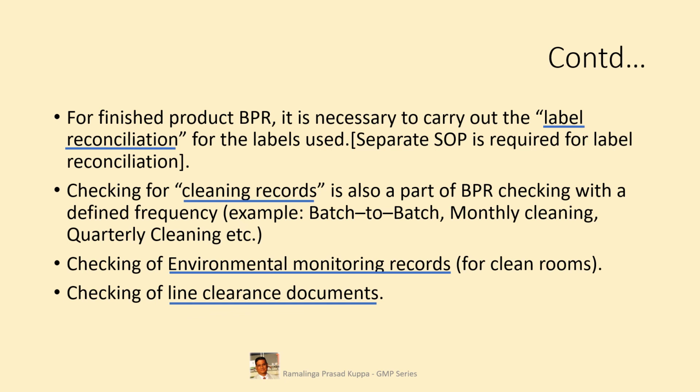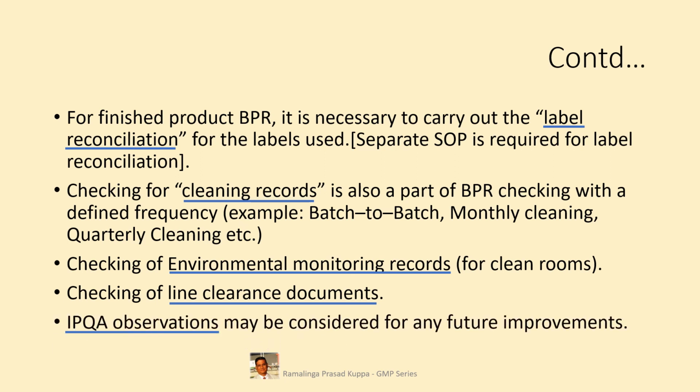Checking of line clearance documents. Line clearance records for multi-purpose manufacturing activities have to be checked. This will be generally done for dosage forms. IPQ observations may be considered for any improvements in the system in future.